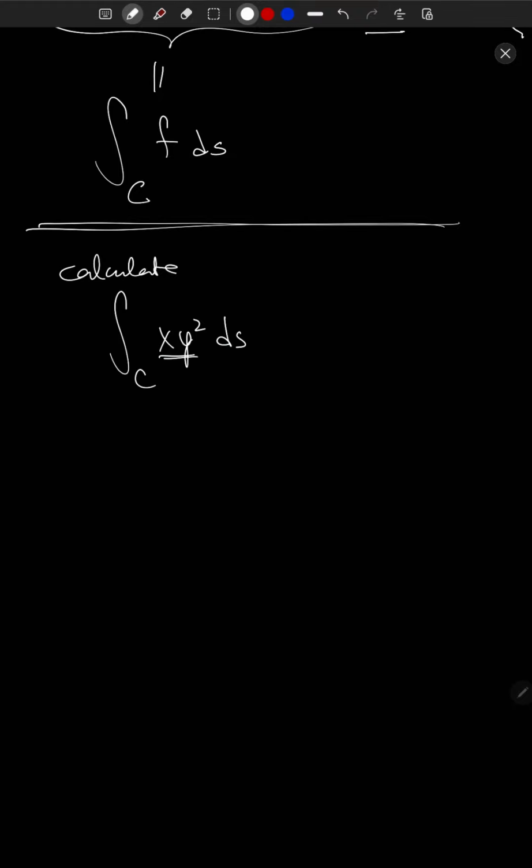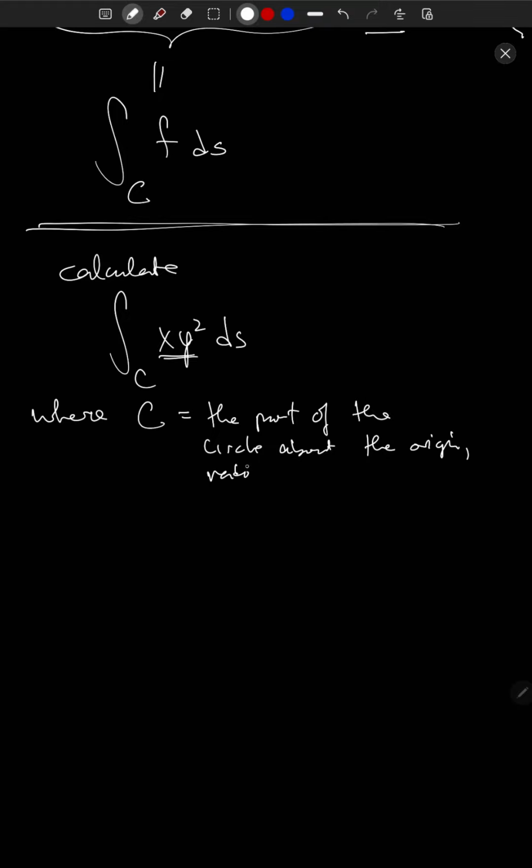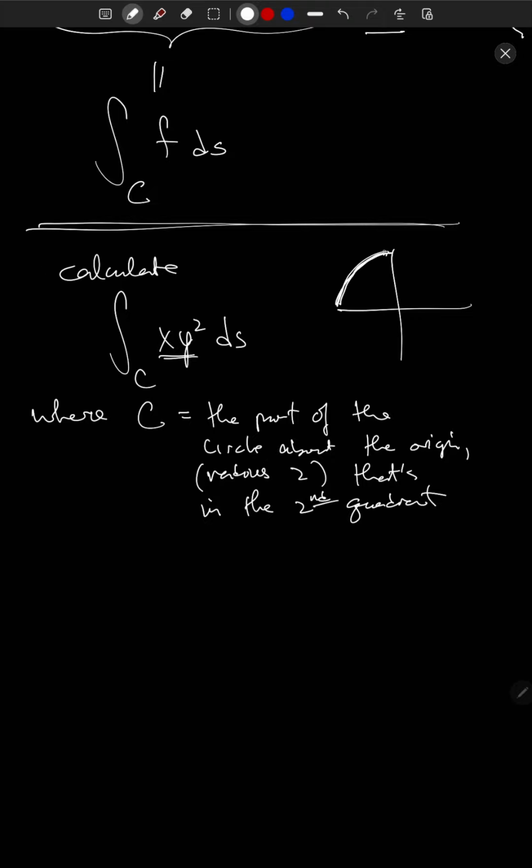Our function is xy squared, where let's say c is the part of the circle about the origin, radius 2, that's in the second quadrant. Okay, so in this picture, we would be looking at that portion right there. So we would be calculating the area of a curtain above this quarter circle.